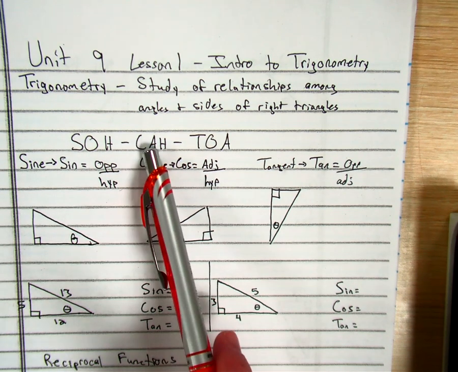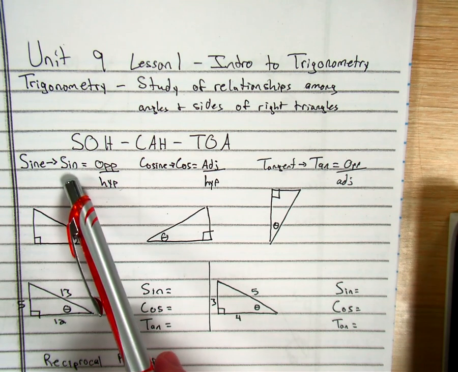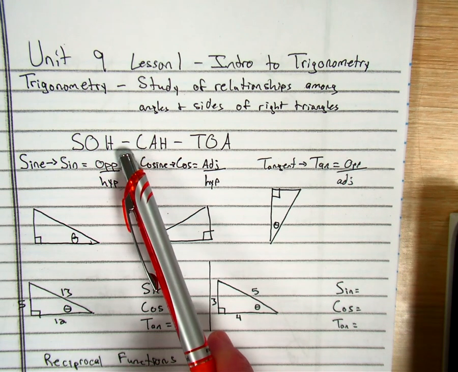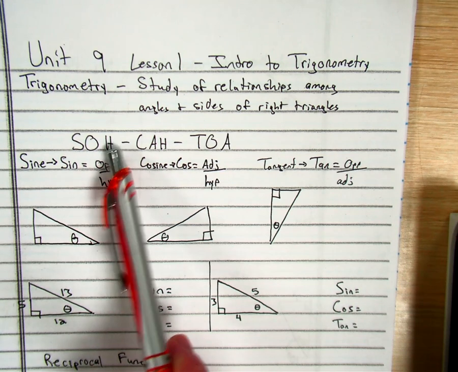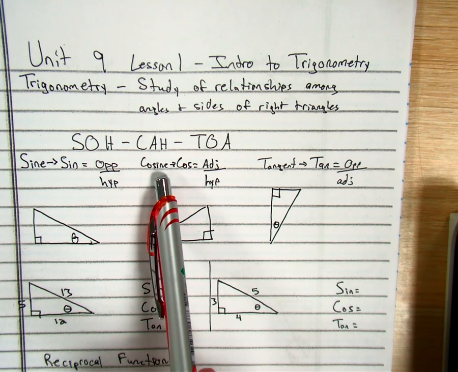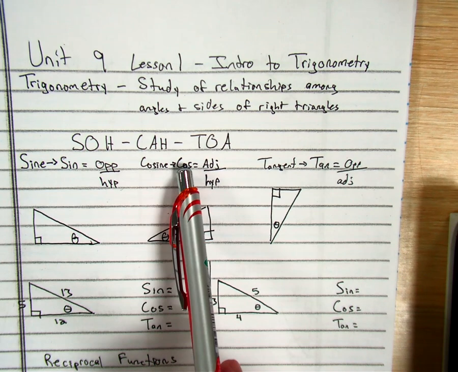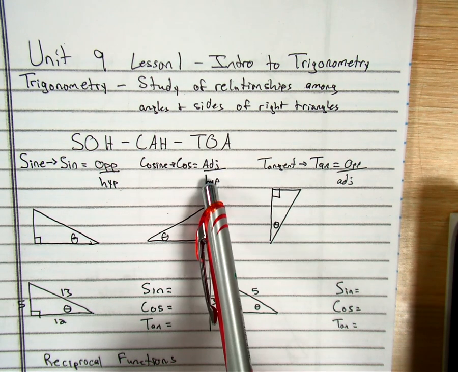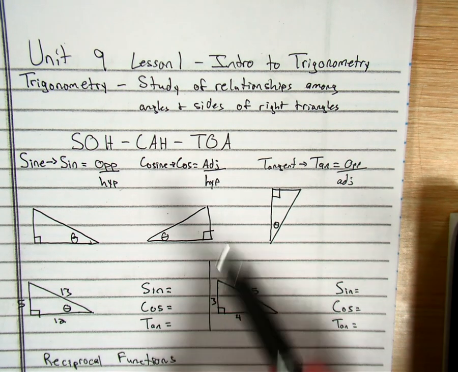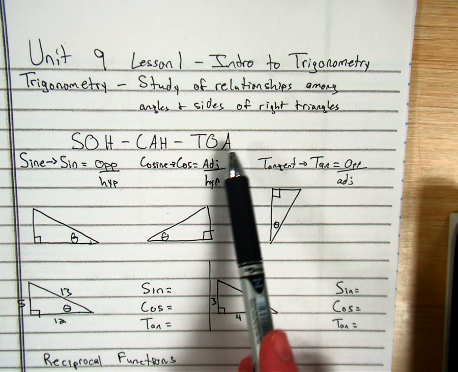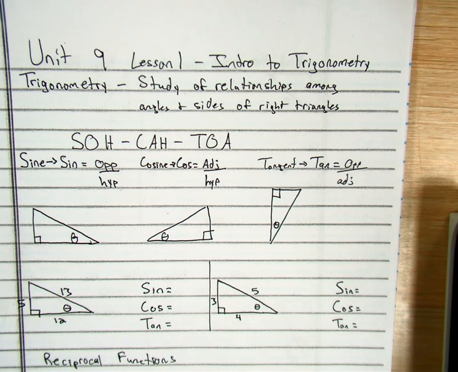SOH: sine, abbreviated S-I-N on your calculator button, equals opposite over hypotenuse. CAH: cosine equals adjacent over hypotenuse. And TOA: tangent is opposite over adjacent.